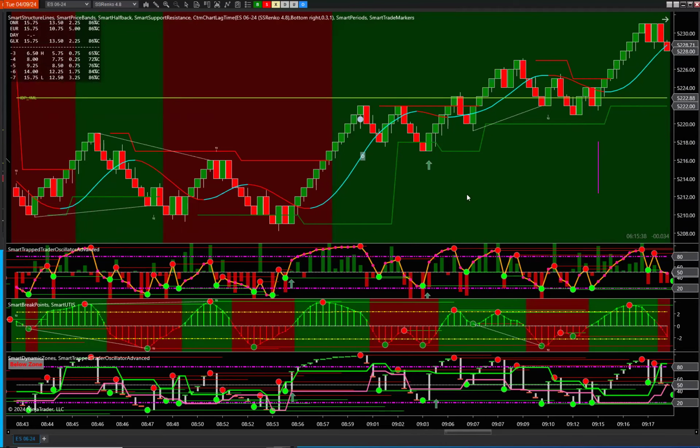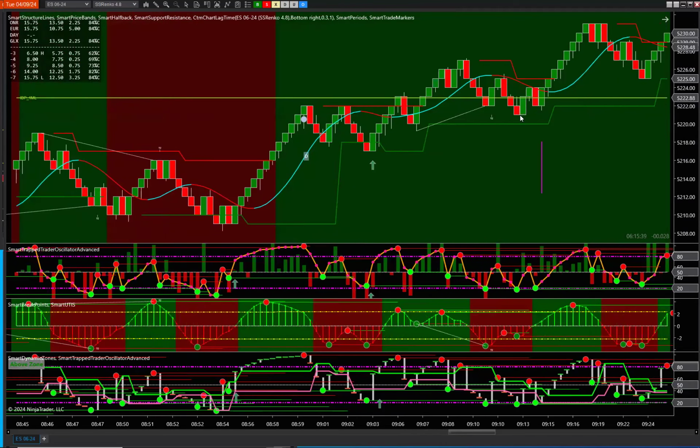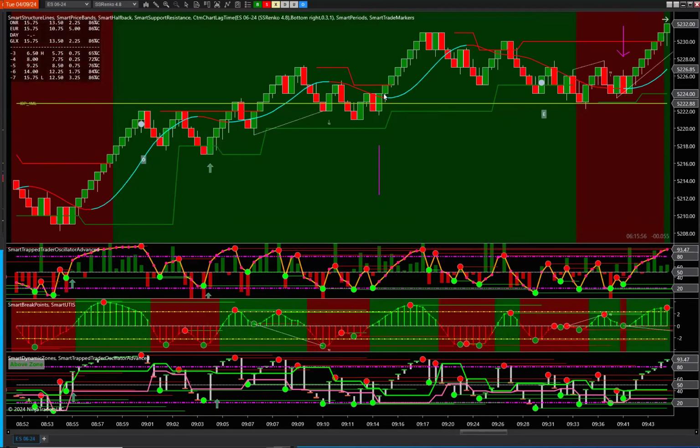I'm going to talk about this. Here we have a pivot retag on color. This is a pattern we're looking for, but we don't have our needle bar confirmation. We don't have Trader Oscillator Advanced. Okay. So filters occasionally will keep us out of a winning trade.